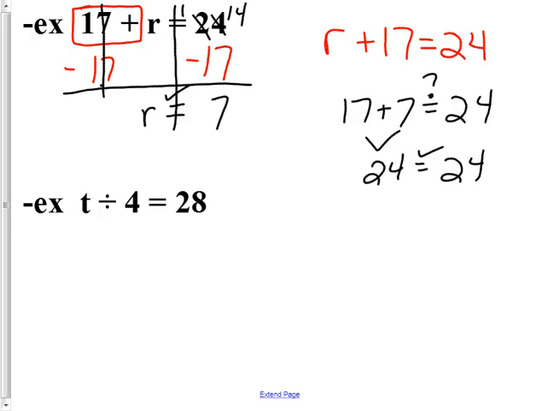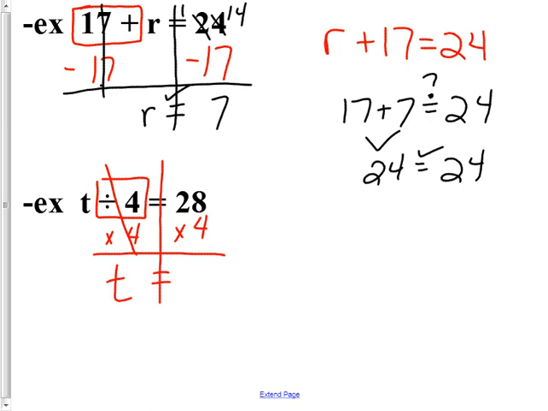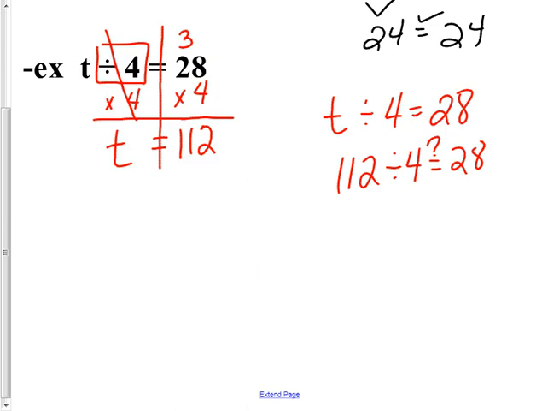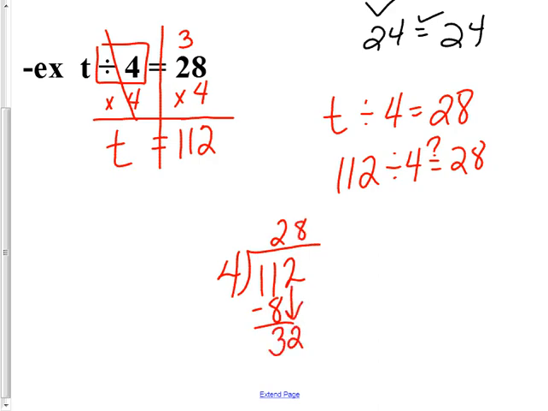All right, another example. t divided by 4 equals 28. I need to get rid of the divided by 4. The opposite of divided by 4 is times 4. So let's do that on each side. Times 4 and divided by 4 cancel, leaving me with t equals 28 times 4, which is 112. And if I go back and work that out, I want to make sure that t divided by 4 has to equal 28. So 112 divided by 4, does it equal 28? And when I work it out, I do, in fact, get 28 there. So that tells us that t does equal 112.